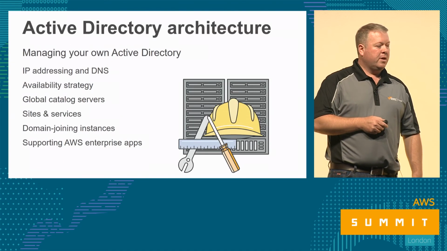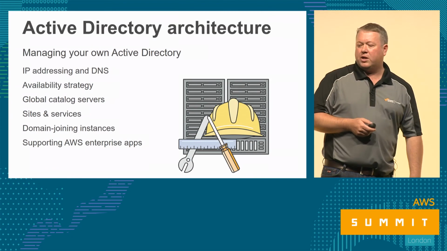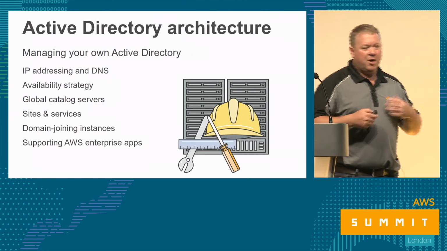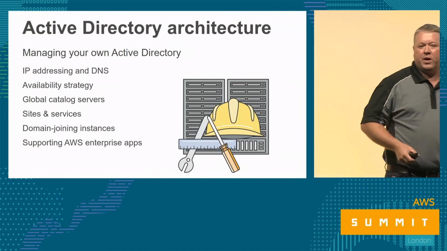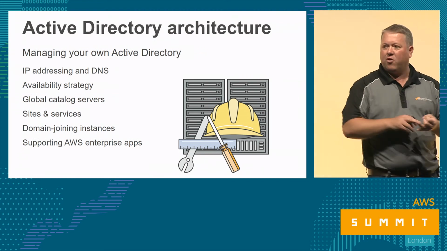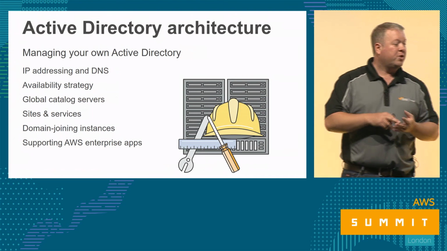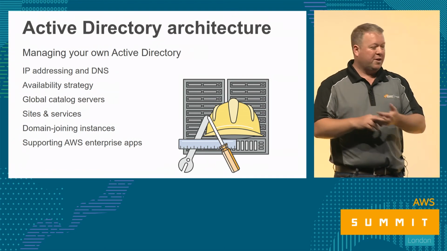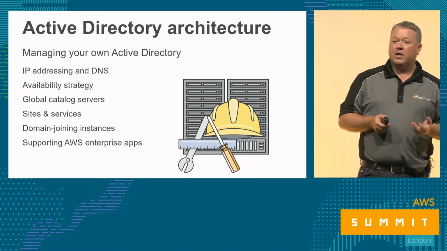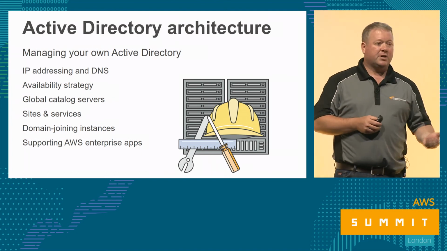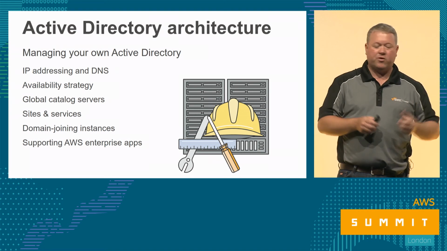So what we're looking at here from an Active Directory perspective is, if I'm deploying AD myself on Windows at EC2, I need to cover things like DHCP. I need to control the IP ranges. I need to control DNS, domain name suffixes, et cetera. There's a lot to configure. I need to manage the availability. I need to configure sites and services. Again, remember, it's all linked in with the directory piece.